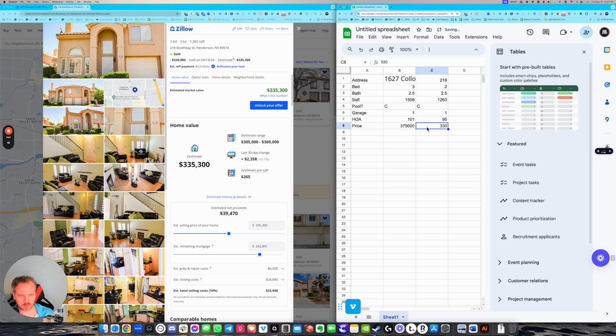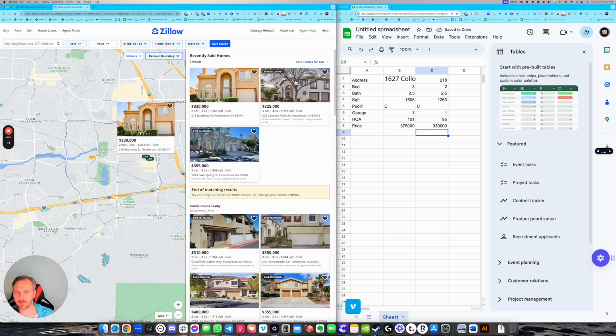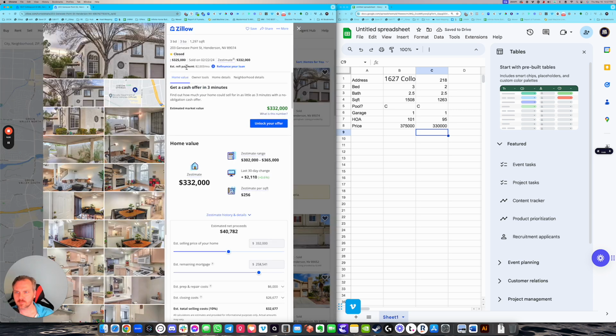Now I technically want to make sure that these are in here. $330. Okay. So 203, and I would put the full address in here. I'm just being a little lazy at the moment. So 3-bed and 2.5 bath. We have 1297.